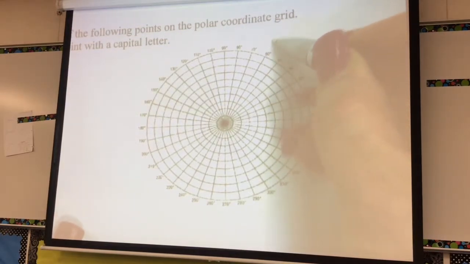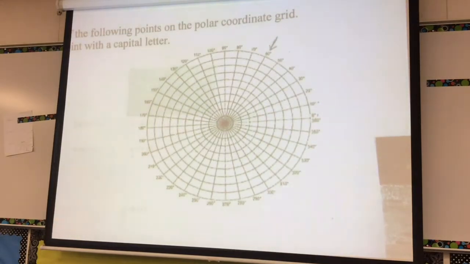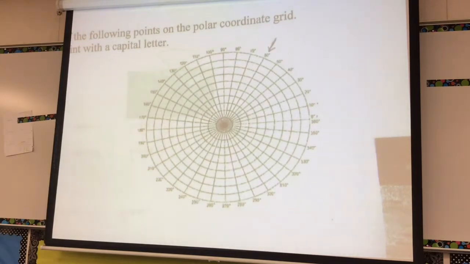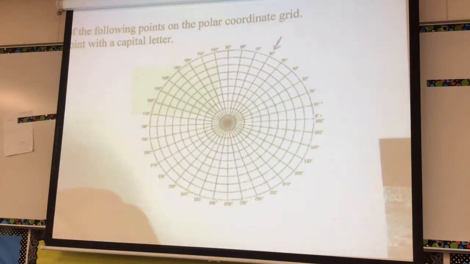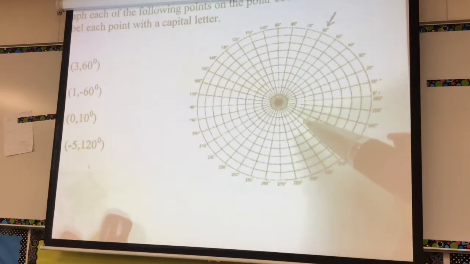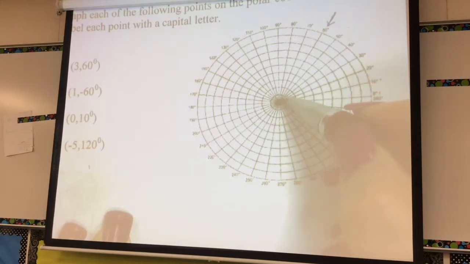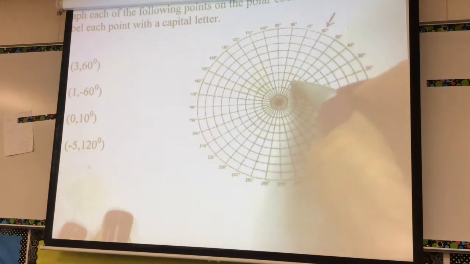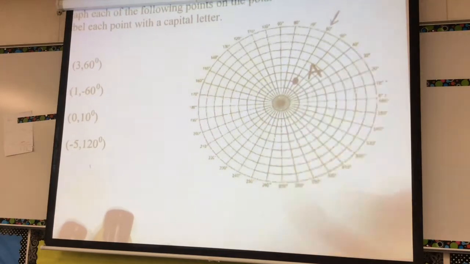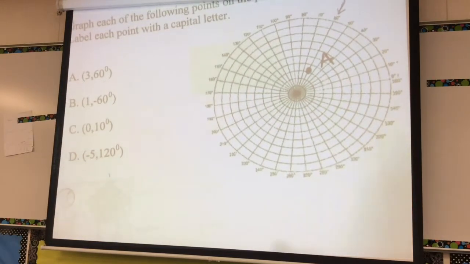Here's a little teaching advice: put a little arrow there so your eyeballs know you're on the 60. And then look at your radius. Since my radius is a positive 3, I'll be walking towards that quadrant 1 angle. But I'll move 3 circles away from the pole along that line. So there's 1 circle, 2 circles, 3 circles. So here is A, and I'm going to need to put letter A next to it because otherwise I don't really see the dot. I kind of look for the letter first.